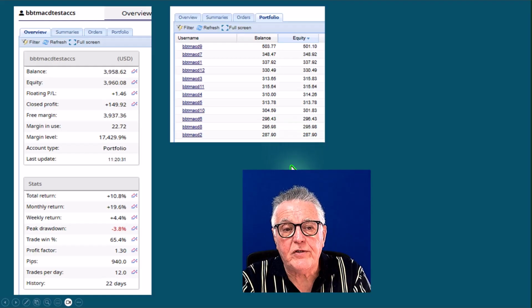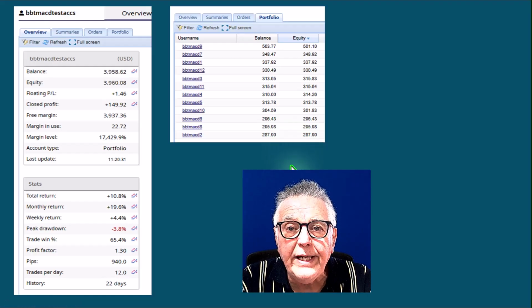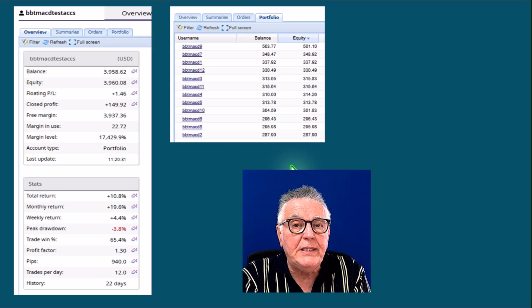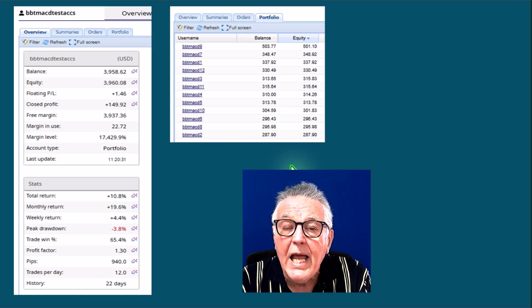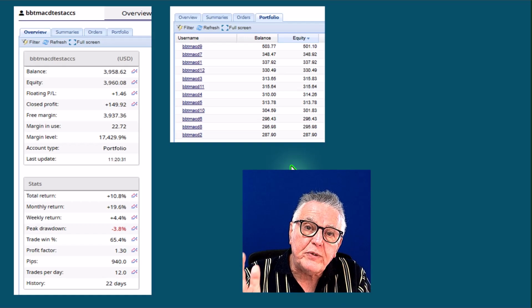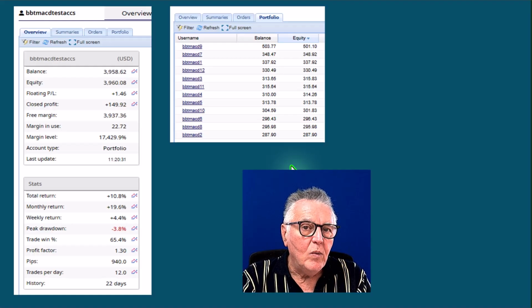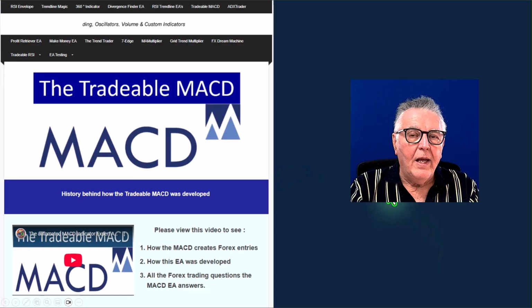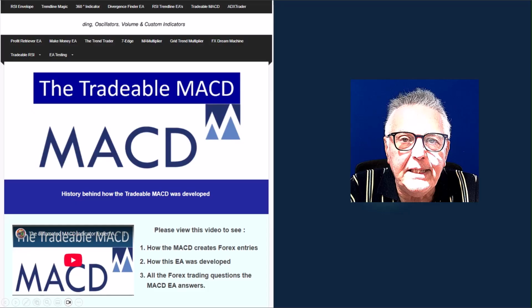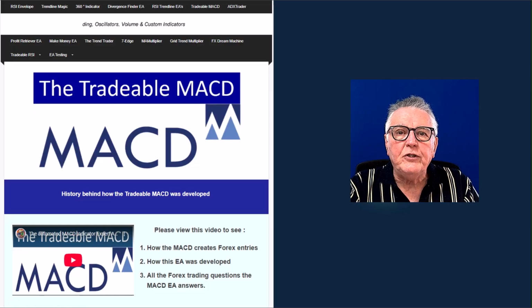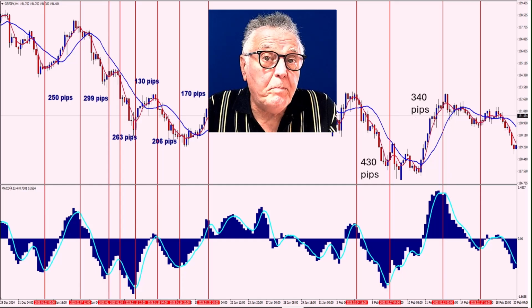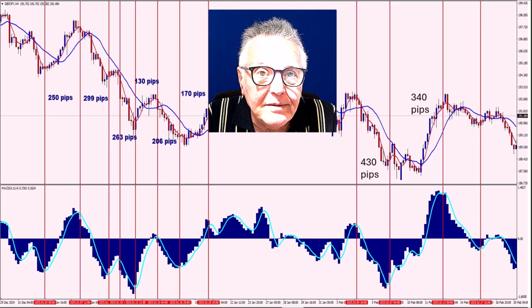We're going to run this for another 3 weeks, and then we're going to introduce these accounts to the linking service, and we're also going to distribute the settings that we will be using in the linking service to owners of the tradable MACD. And here is the tradable MACD web page. A link to this page will be in the description of the video as well as in the commentary of the video.